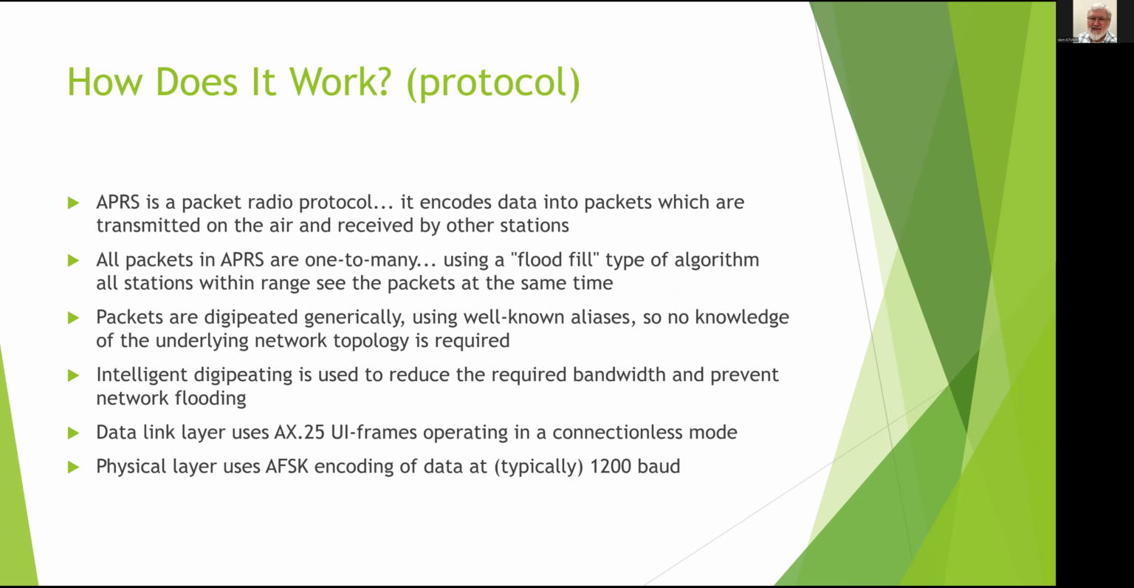Digipeating is used to reduce the required bandwidth and to prevent network flooding. I say that to a certain extent. Basically, if a digipeater hears your packet and it's already heard it, it's not going to send it again. Okay, so it's going to try not to flood the network. So if I send a packet and it's digipeated by digipeater A and digipeater B receives my packet and the packet that came from digipeater A, it's not going to resend it. Okay, it'll resend the one I sent, but it won't resend the one that digipeater A sent. So we'll talk more about digipeating, and I've got a visual example coming up here.